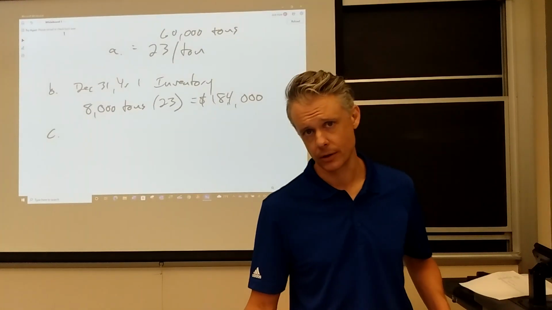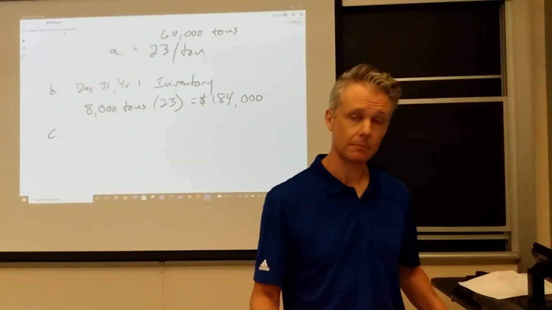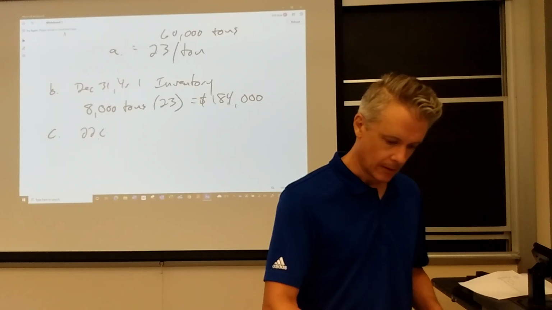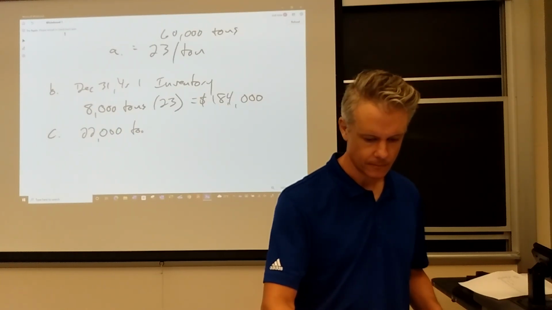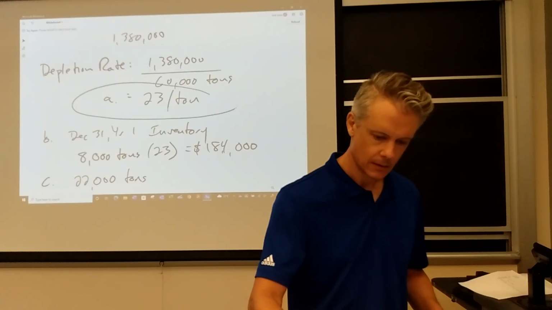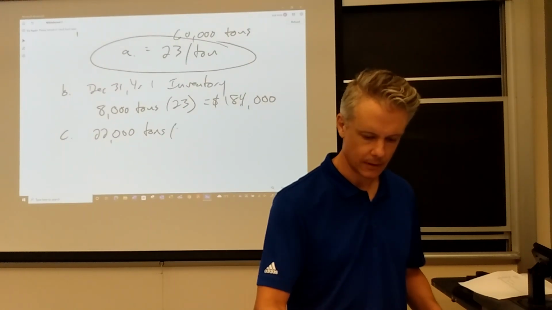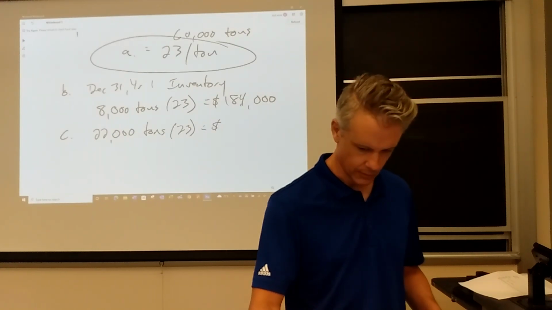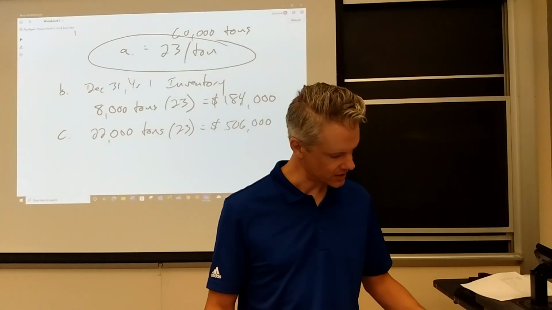Well, they extracted 30,000 tons. They have 8,000 left. That means they sold 22,000 tons. If they sold 22,000 tons, and we've determined that the cost per ton is equal to $23, then cost of goods sold is $506,000.